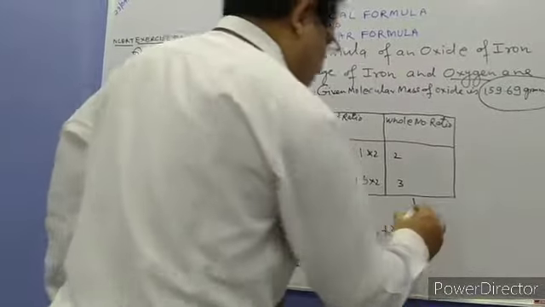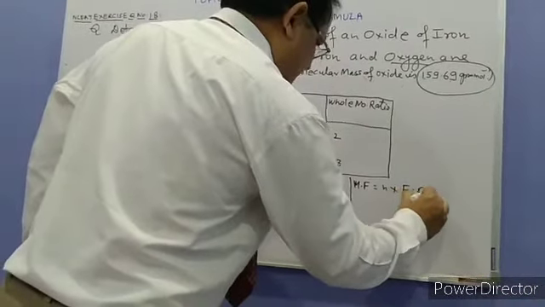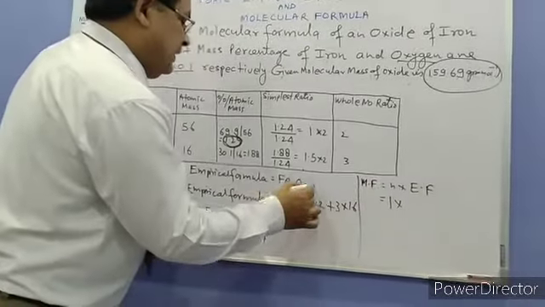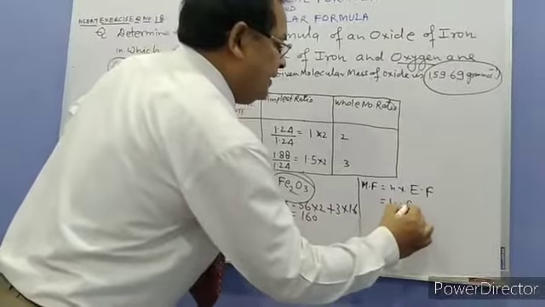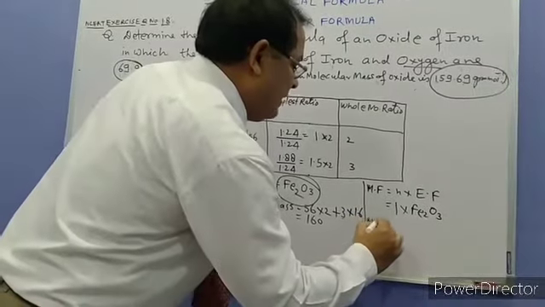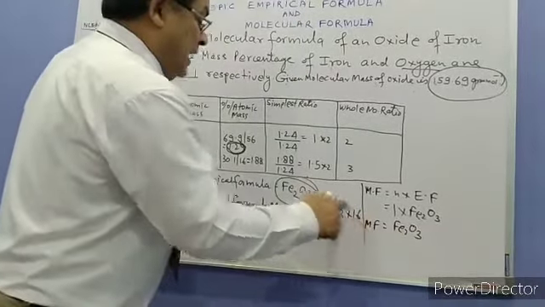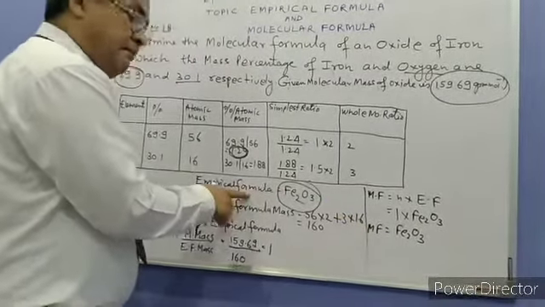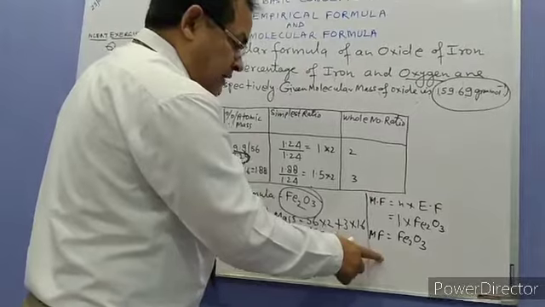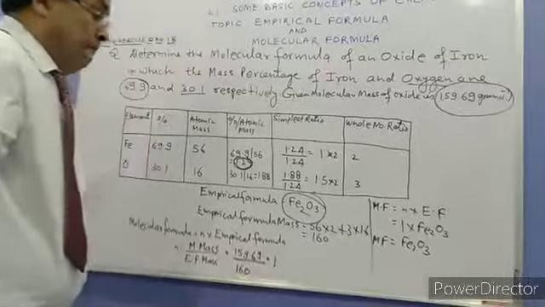So molecular formula equals N into empirical formula, N equals 1, and the empirical formula is Fe2O3. So the molecular formula will be Fe2O3. The empirical formula and molecular formula will be the same because N equals 1.